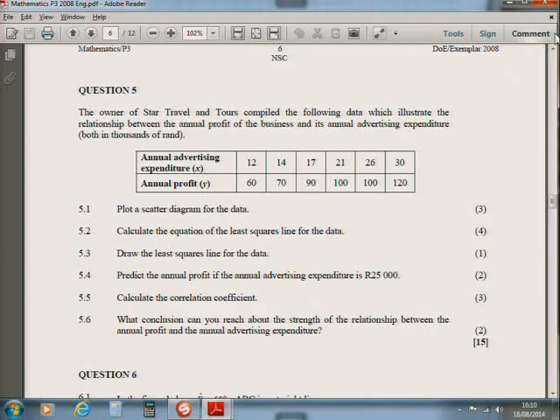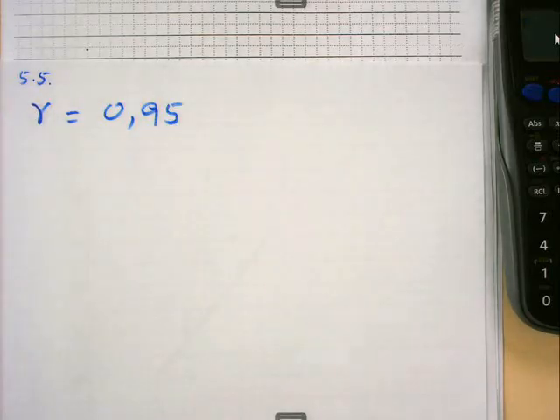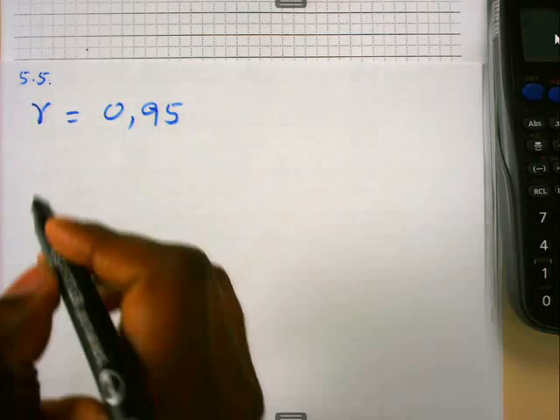I want to go back to the question so that you can see it. So this is the answer for 5.5. Calculate the correlation coefficient. So when you calculate it, there it is. Your calculator gave you 0.95.